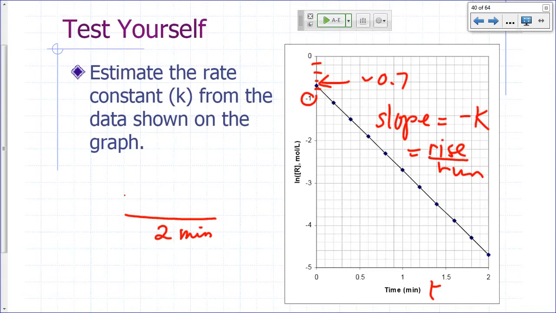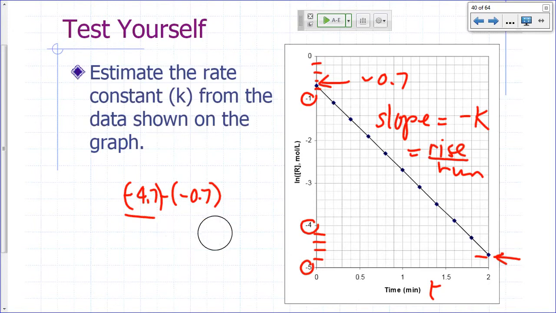And so this is negative. And what is this number right here? This is negative 4, and that's negative 5. So 4.2, 4.4, 4.6, 4.8. So that's about negative 4.7, right? So negative 4.7 minus negative 0.7 divided by 2 minutes minus 0, right? That's your slope.